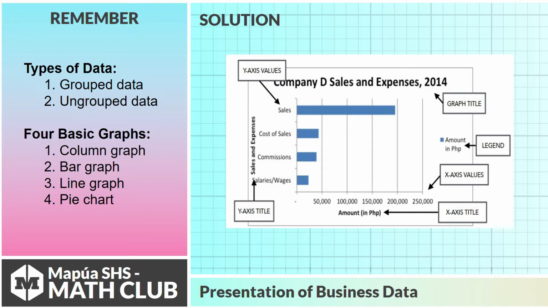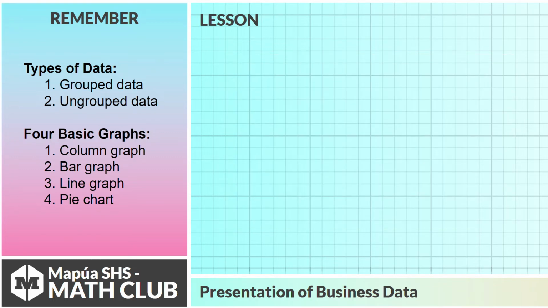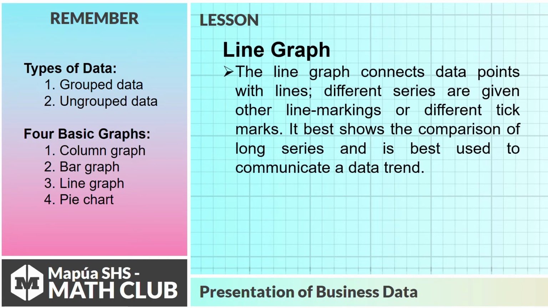For our third graph is the line graph. It connects data points with lines. Different series are given other line markings or different tick marks. It best shows a comparison of long series and it is best used to communicate a data trend.